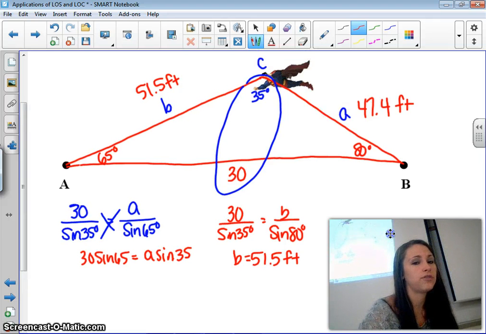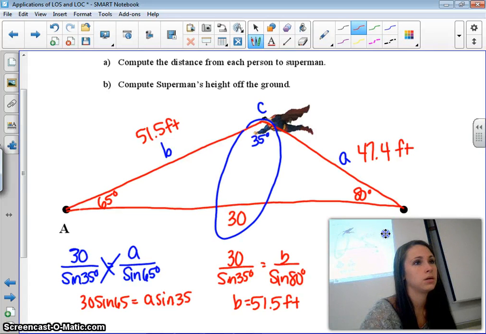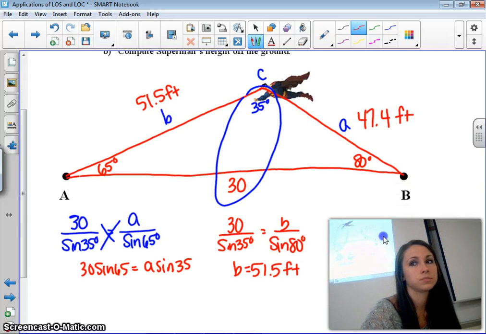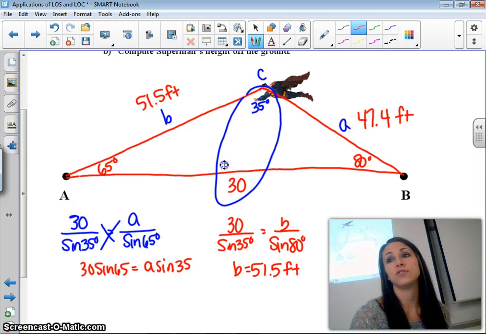Alright, questions on how to find that? That should be pretty easy, yes? How do I know when to use law of sines? Because I was given a pair, or I can easily find a pair. If I can't find a pair, that means I need to use law of cosines. Do what? I'll come back to it.